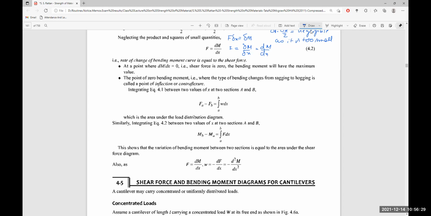Also, f is equal to dm by dx is equal to omega 0 minus dl by dx, and if we put the value of f here, minus d square m by dx square.